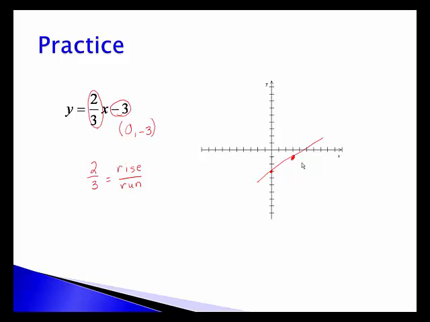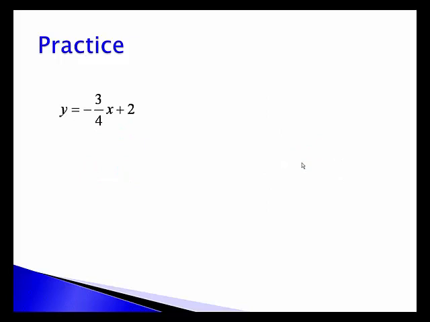Let's do one more. This time we have y is equal to a negative 3/4 x plus 2. You can once again pause if you're comfortable and then come back to check. Let's begin with our y-intercept. Please remember that it is the point (0, 2). So when x is 0, y is a positive 2. So there is our y-intercept.